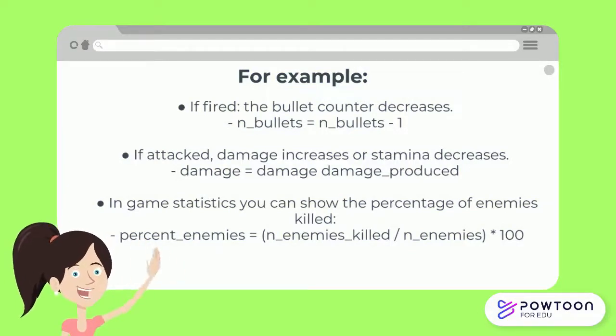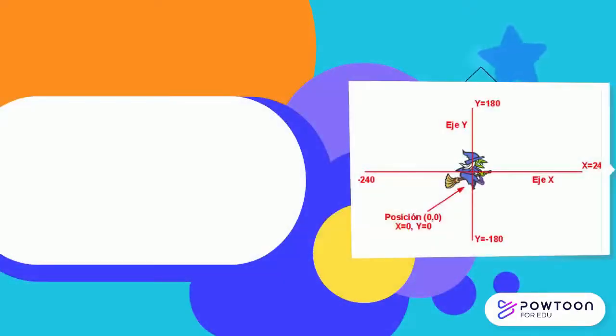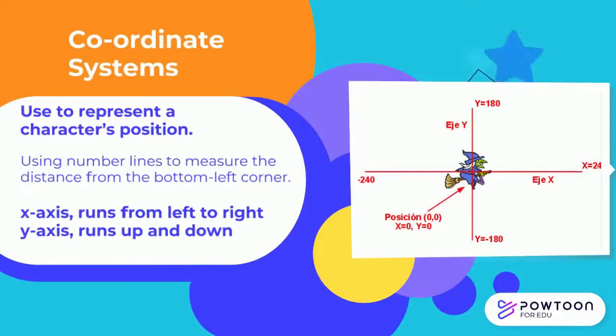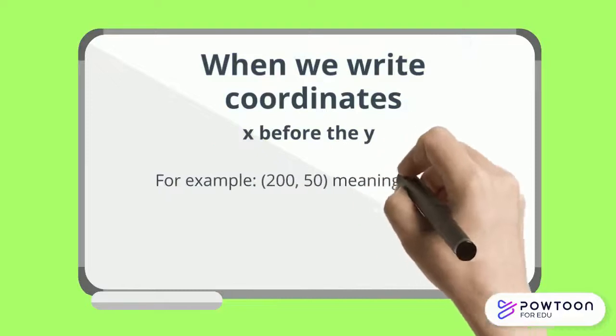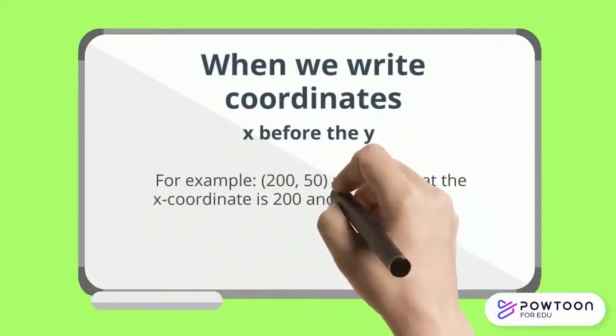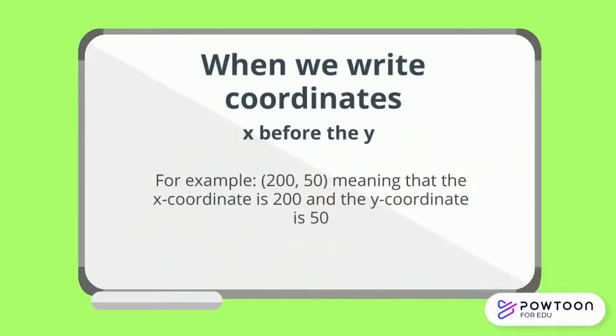Those are other cases. A coordinate represents a single point using number lines as rules to measure the distance from the bottom left corner of the screen. The first line is called X, which runs from left to right. The second is called Y, which runs up and down. When we write down these coordinates, we always put the X before the Y, like this, meaning that the X coordinate is 200 and the Y coordinate is 50.